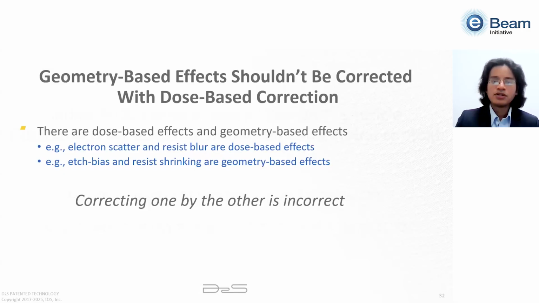Here, the important thing to know is that there are dose-based effects and there are geometry-based effects. The electron scatter and resist blur are examples of dose-based effects. The edge bias and resist shrinking are examples of geometry-based effects. So the geometry-based effects shouldn't be corrected with a dose-based correction. Correcting one of these effects by the other is going to be incorrect. And I'll show you how that is with an example.